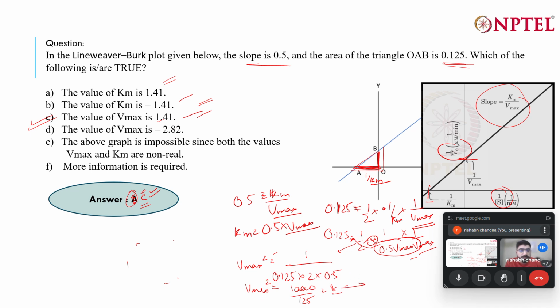And if we see, this Vmax is equal to 2.82 after square rooting this 8. And if we substitute this back here, we'll get Km is equal to 1.41, that is 2.82 into 0.5. Okay. So yes, the correct answer would be A only, not C.